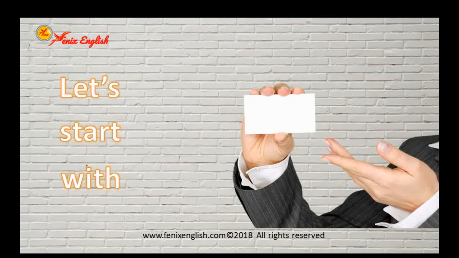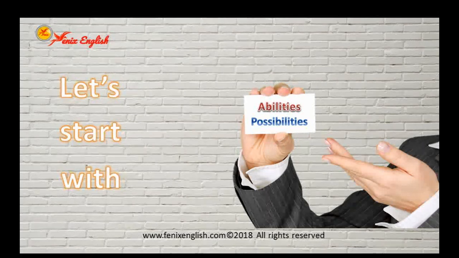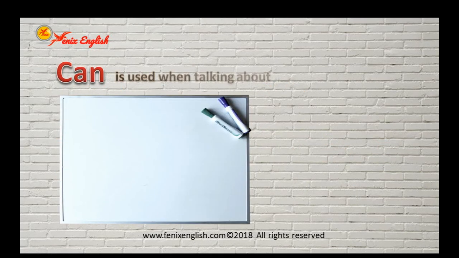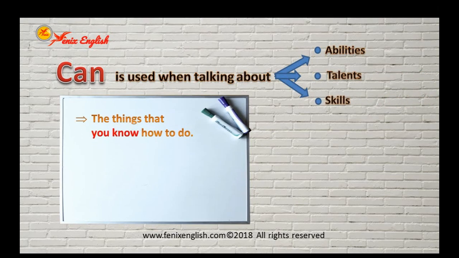Let's start with abilities and possibilities. Can is used when talking about abilities, talents, and skills. It is used when talking about the things that you know how to do and the things that are possible for you to do.